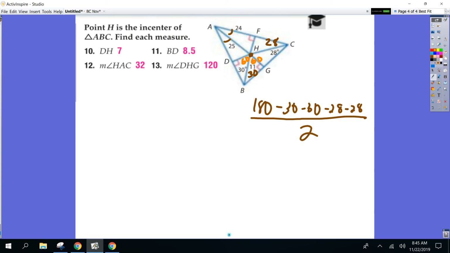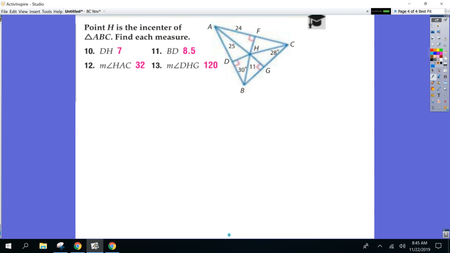Other questions? Yep. BD. I have no information right now to find BD. I have none. But I do know HD is congruent to, what other segments is HD congruent to? If this is an in-center, think about the rule for in-center. HF, stop right there. I can find HF. How can I find HF? It's part of a right triangle where I know a leg is 24 and the hypotenuse is 25.